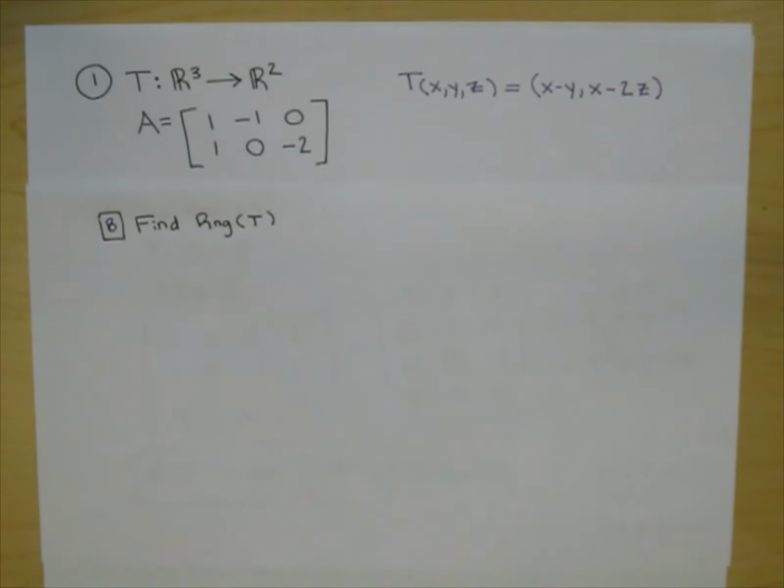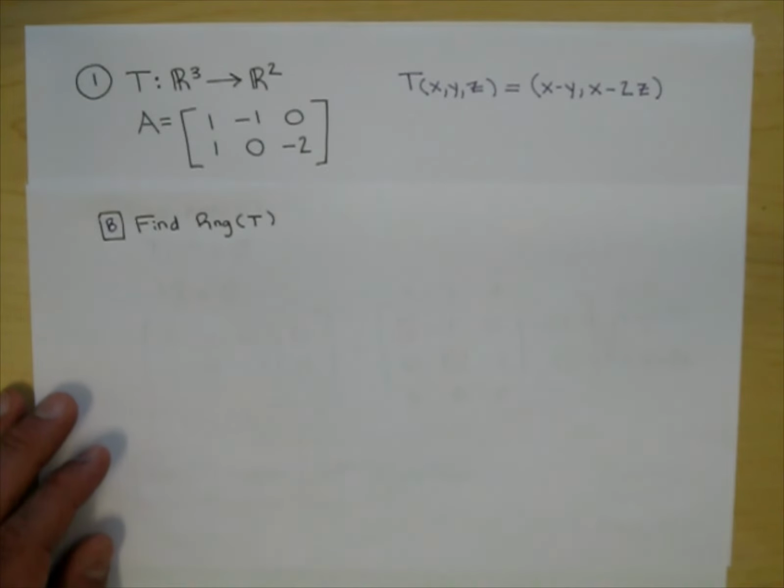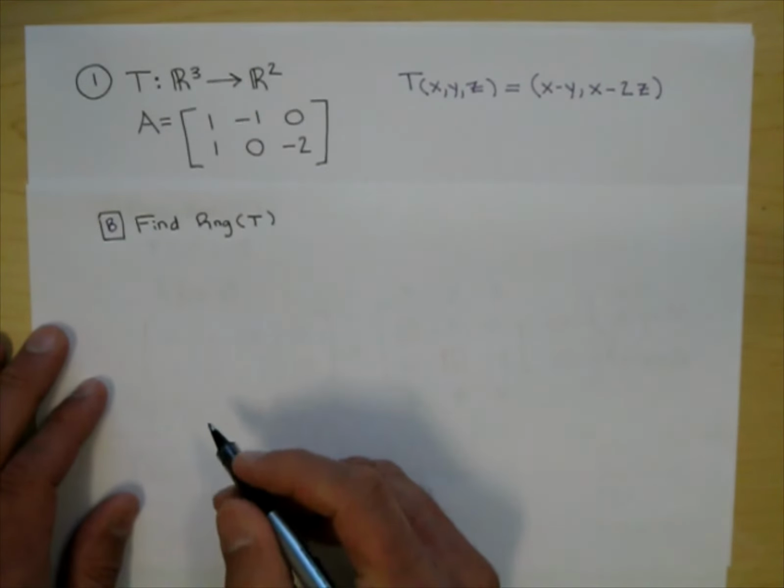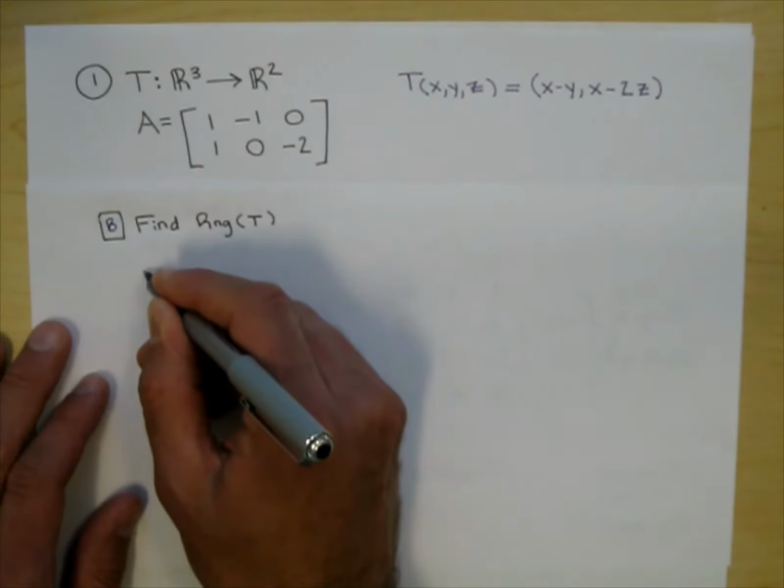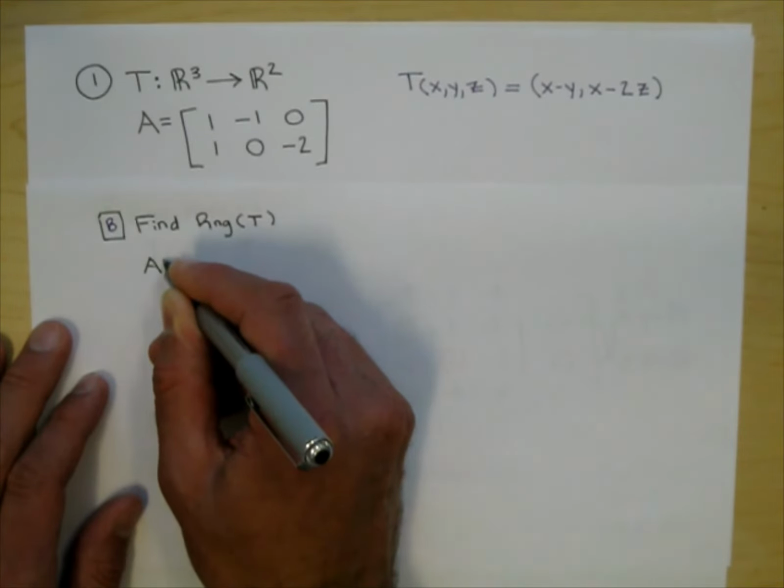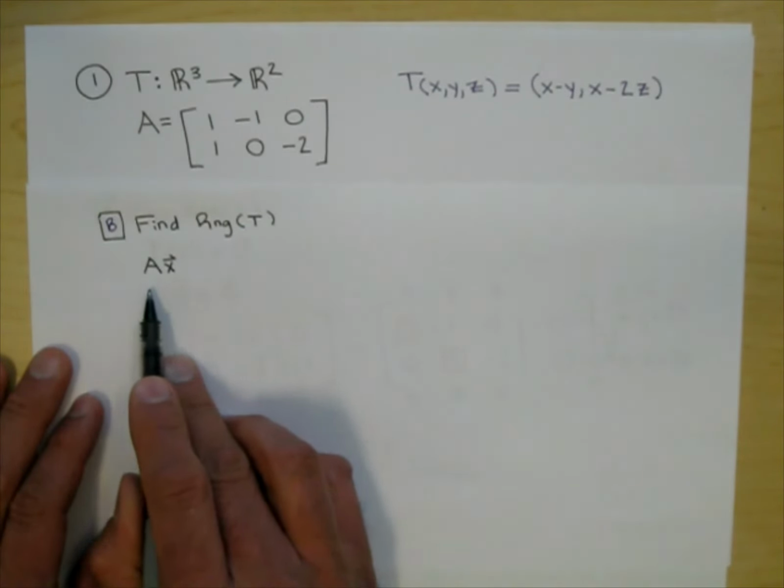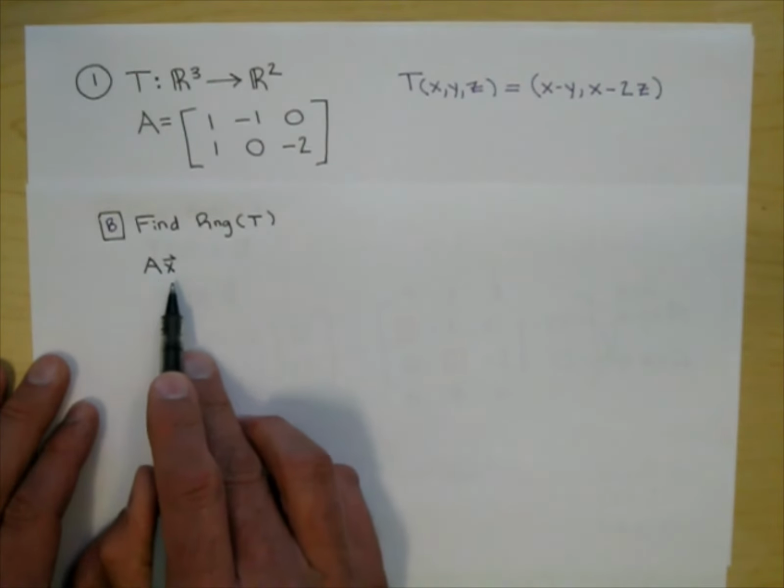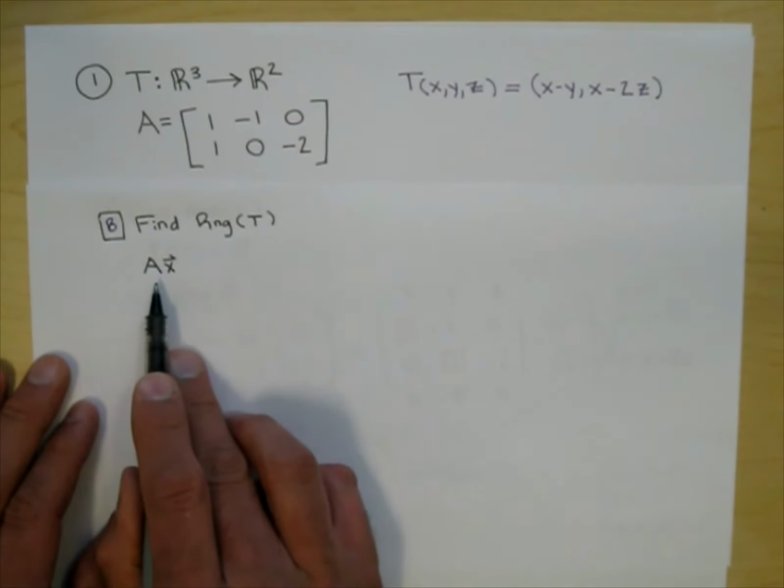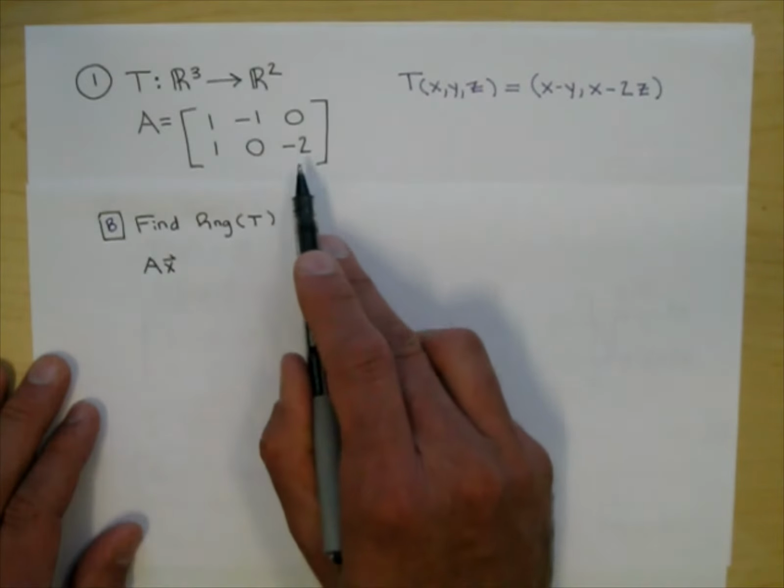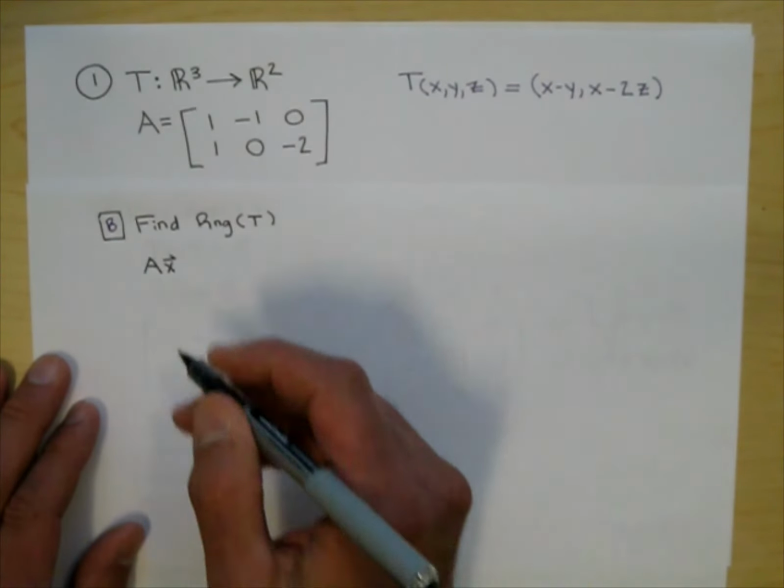So how do we do this? Well, what is the range? The range happens to be all possible things that can happen: A times any vector. Now I know this is abstract, so we can say, oh, there's the range and point to it, but we're not going to get many points on the test. We actually want to find the range of this specific example.